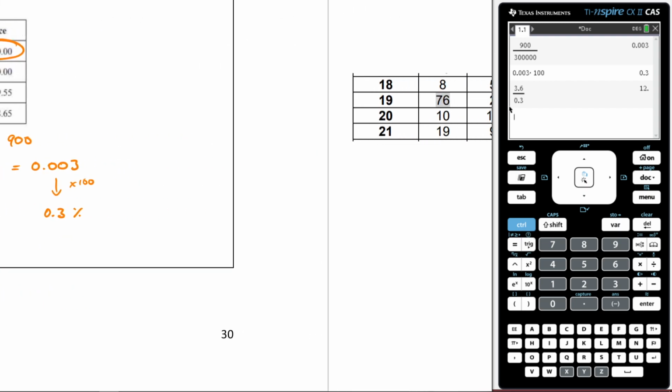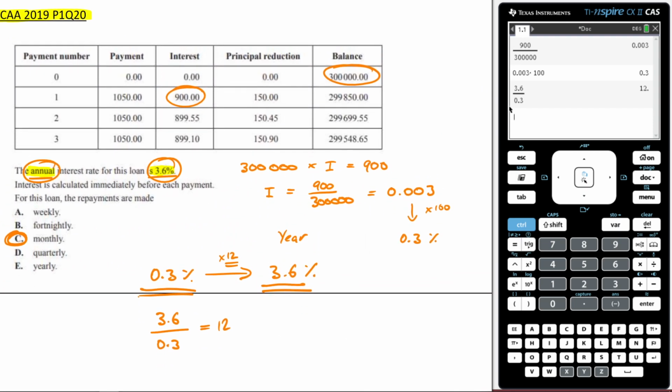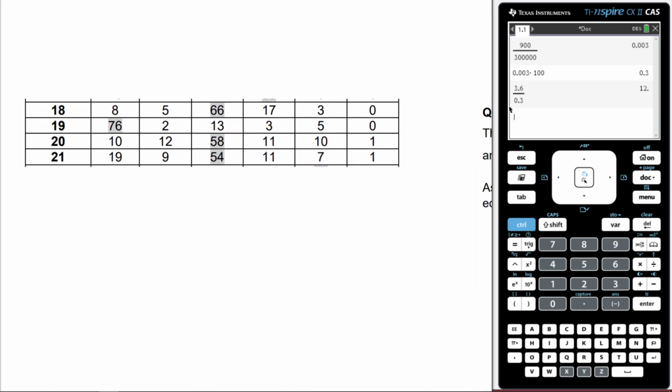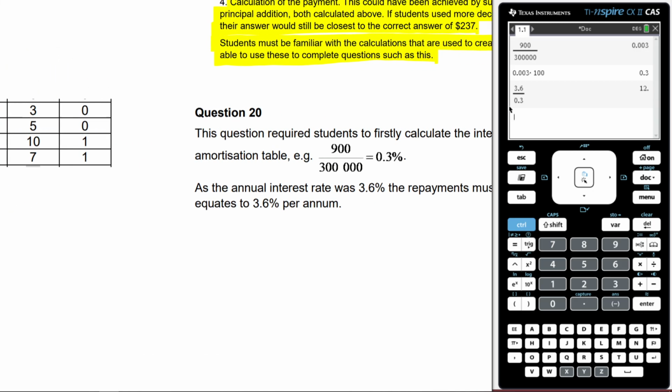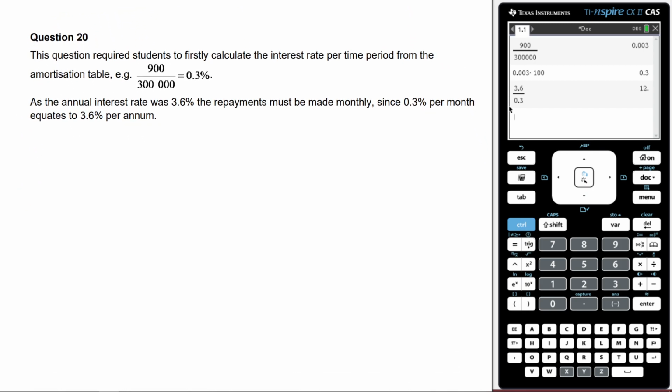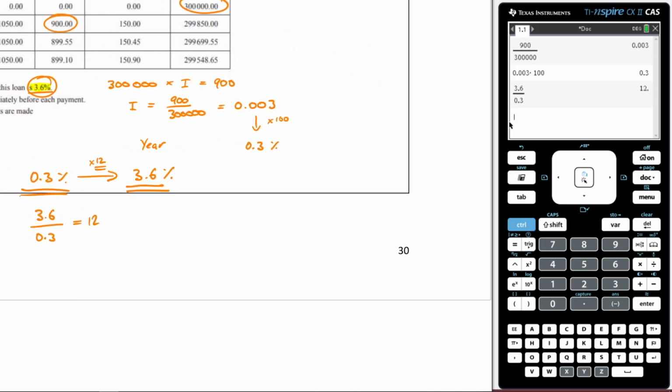All right, let's look here. How many people got this right? So this is question 20. 58% of the state were able to answer that correctly. If we look at the little spiel that VCAA provides us here, let's read it. It says, this question required students to first calculate the interest rate per time period from the amortization table. So 900 divided by 300,000 gives you 0.3%. That's what we did. As the annual interest rate was 3.6%, the repayments must be made monthly, since 0.3% per month equates to 3.6% per annum. Cool. Hopefully that made sense. A cute little question, I would say.